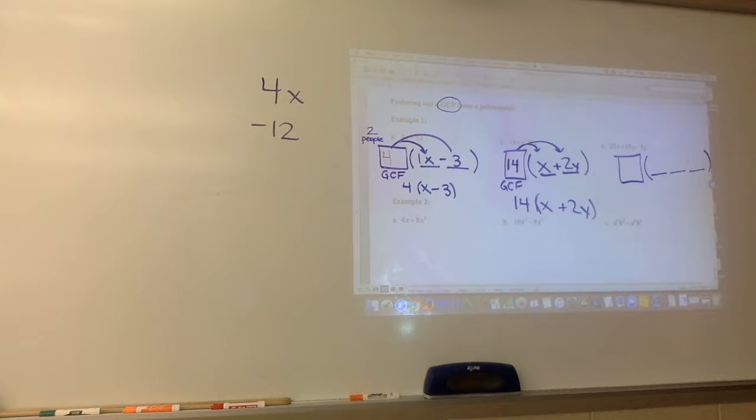What is the biggest number that goes into 25, 15, and 5? 5. Do I have a letter that I can take from everybody? No. I have an X, a Y, and a Z, but not all in the same term. 5 times what? 5X plus 5 times what? 3Y minus 1Z. Too fast or good?